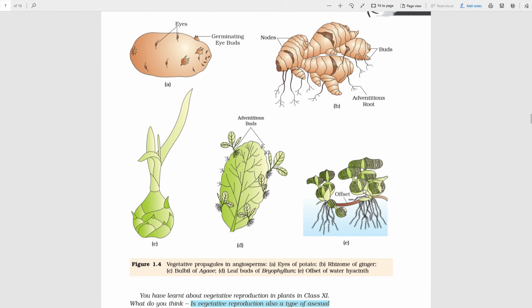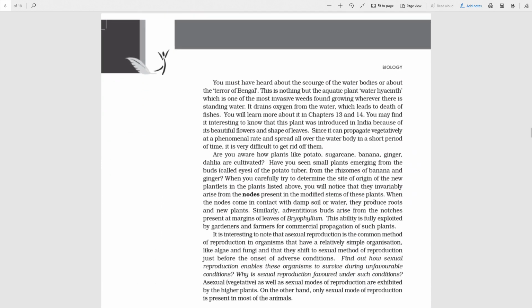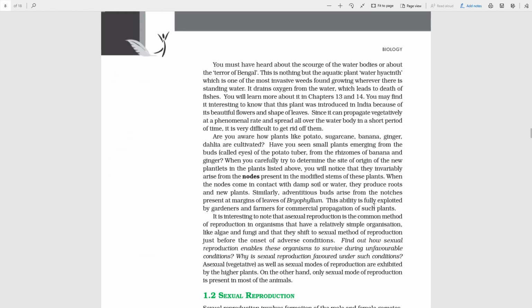Okay, and to also mention, the juvenile phase in plants is known as the vegetative phase. So where we have juvenility in organisms or the infant stage in humans, in plants it is known as the vegetative phase. Now let's come to the last part. You must have heard about the scourge of water bodies or the terror of Bengal. This is nothing but the aquatic plant water hyacinth we just saw above.